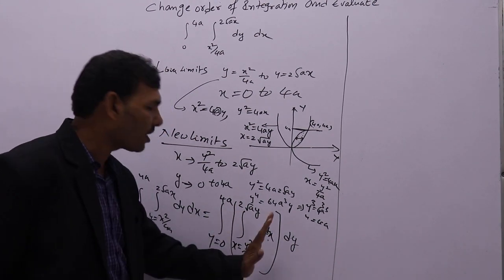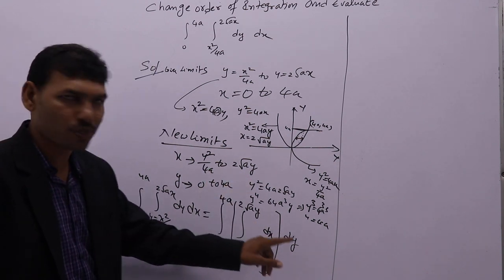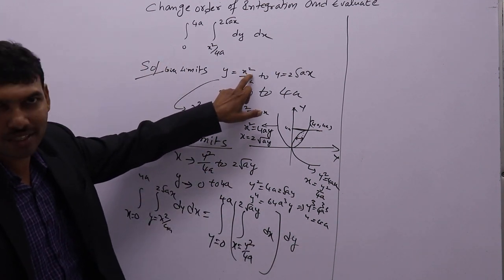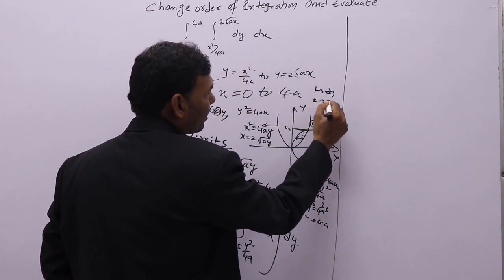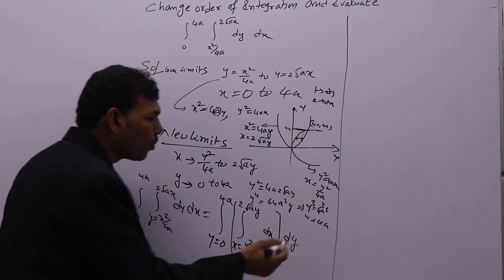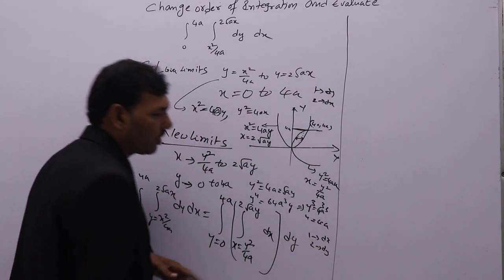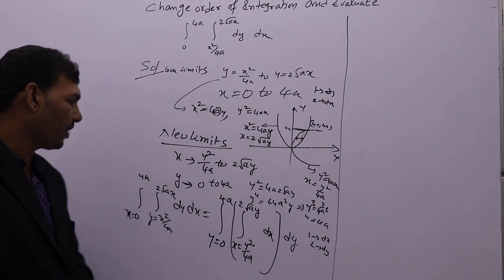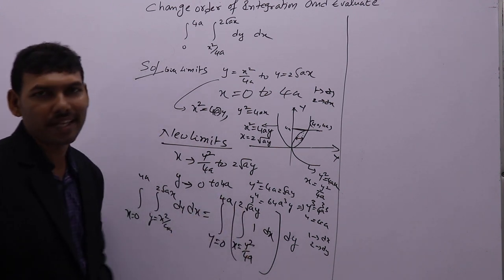When the x limits are in terms of y, first you have to integrate with respect to x, next with respect to y. But as per the given order, the y limits are in terms of x, so first with respect to y, next with respect to x. This is the given order. What is the new order? The new order is first with respect to x, next with respect to y. Now we changed the order. By changing the order of integration, we need to evaluate. So here we don't have any terms, that's why integral 1 dx.